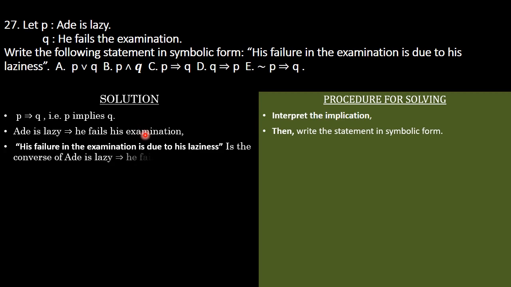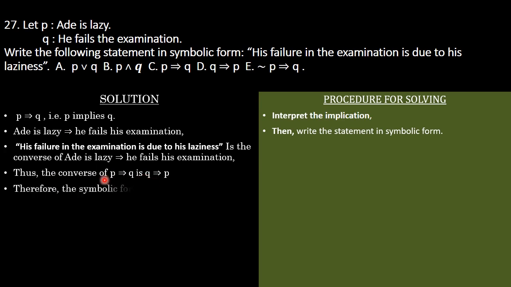According to this statement, we have his failure in the examination is due to his laziness. This statement is the converse of this implication. The converse of P implies Q is Q implies P. Therefore, the symbolic form of the statement is Q implies P.